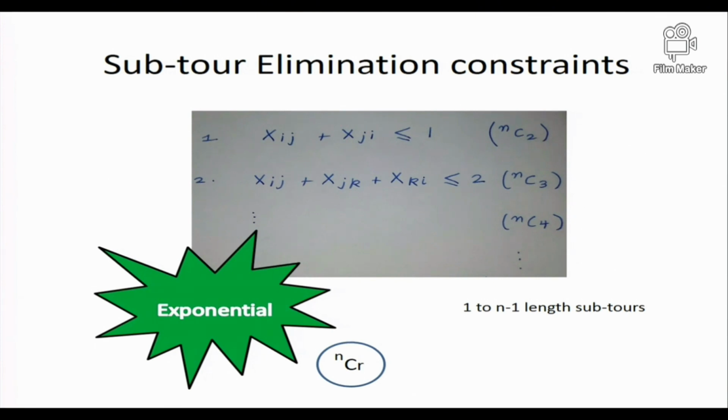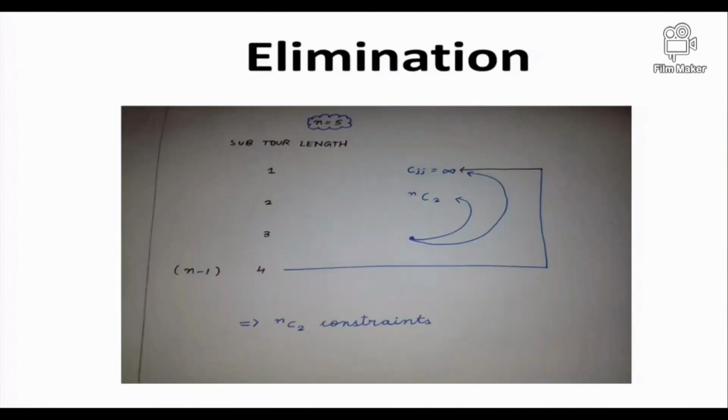So that gives me a constraint for each pair, N choose 2, and similarly you can do it for subtours of length 3, and for 4, until subtours of length n minus 1. One thing you should notice here is that the N choose R term is exponential. You can consider it to be exponential. So this shows how difficult the problem is.